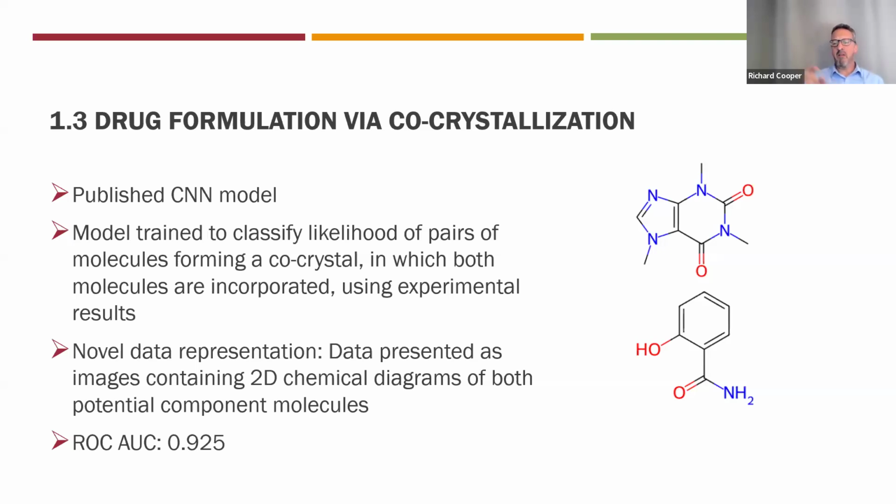They used a novel representation, which was just to take a picture like that one there on the screen and train a CNN to classify whether that's going to form a co-crystal or not. And the paper reports a ROC-AUC of 0.925. Now, I haven't said what the paper is because we're still in discussions with the authors. We're going to fix this problem.